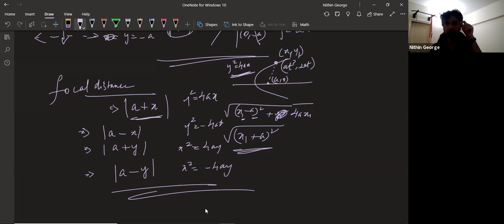Okay, and then what do you do? You're finding the distance between these 2 points. Distance between these 2 points will be root of x1 minus a the whole square plus y1 minus 0 the whole square. Now, x1 comma y1 lies on this, so it satisfies this equation y1 square equal to 4ax1, right? So that y1 square, I'll replace it with 4ax1. Now, when I expand this, what do I get? x1 square plus a square minus 2a into x1 plus 4a into x1. So that becomes x1 square plus a square plus 2ax1. And that is nothing but x1 plus a the whole square.